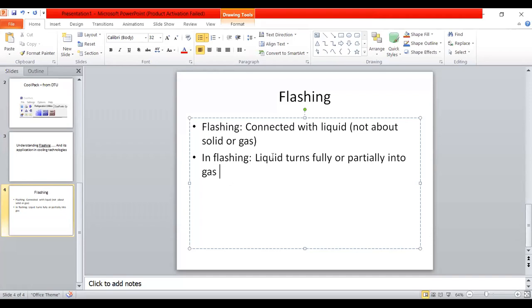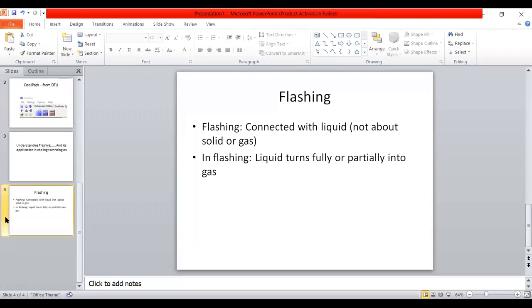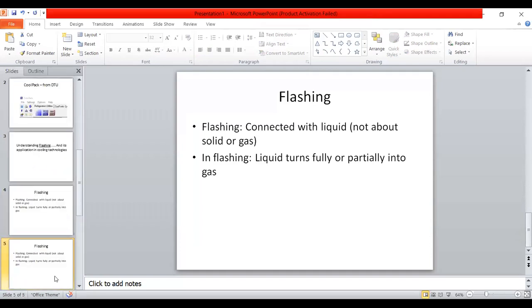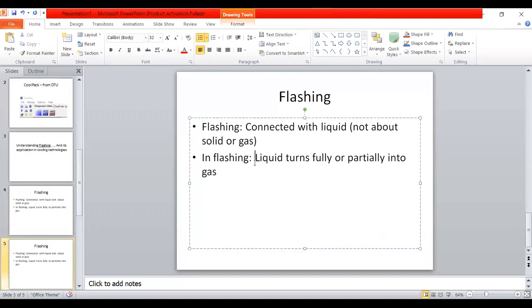So in flashing, liquid turns fully or partially into gas. Okay. So we will try to understand this with some examples.